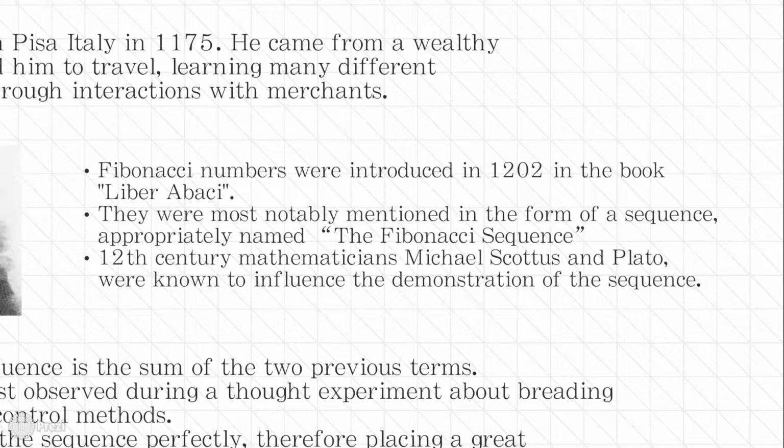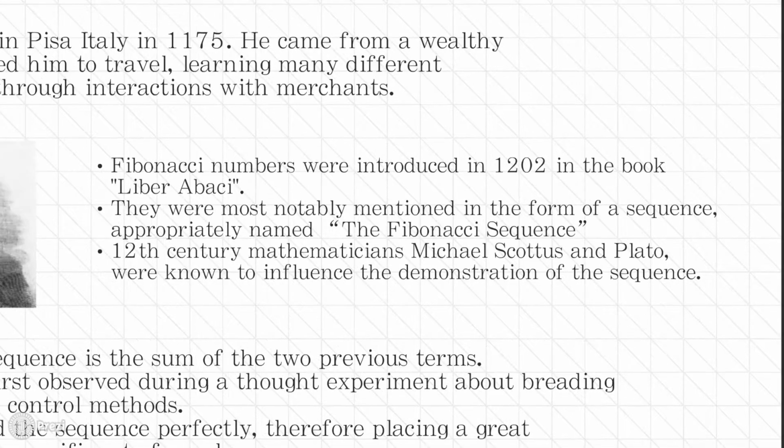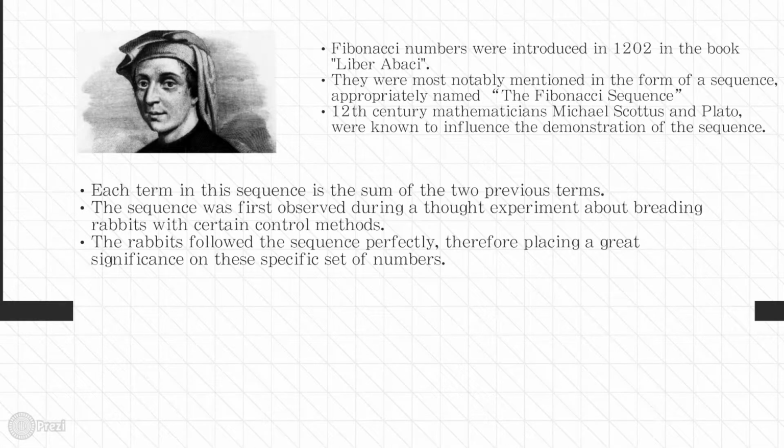They were most notably mentioned in the form of a sequence appropriately named the Fibonacci Sequence. Two 12th century mathematicians were known to influence the demonstration of the sequence, Michael Scotus and Plato. Each term in this sequence is the sum of the two previous terms. The sequence was first observed during a thought experiment about breeding rabbits with certain control methods.